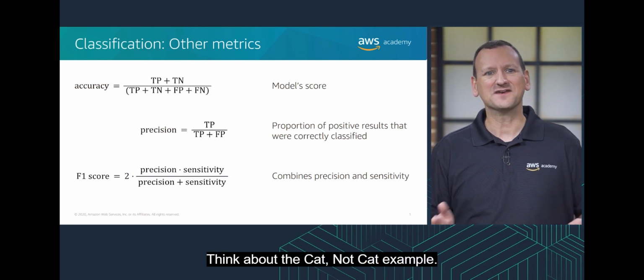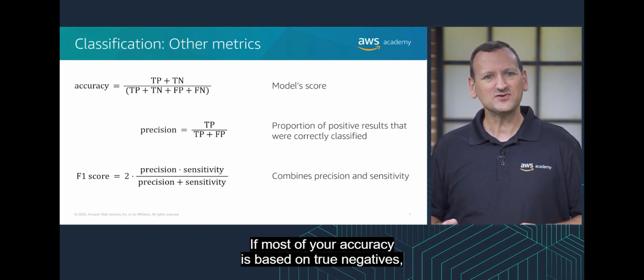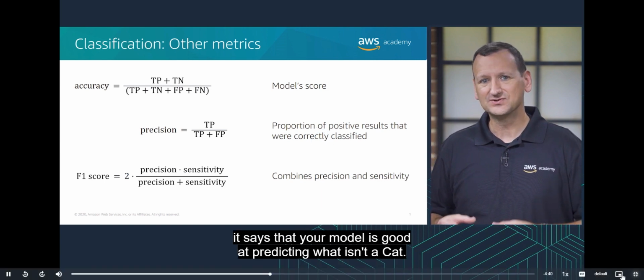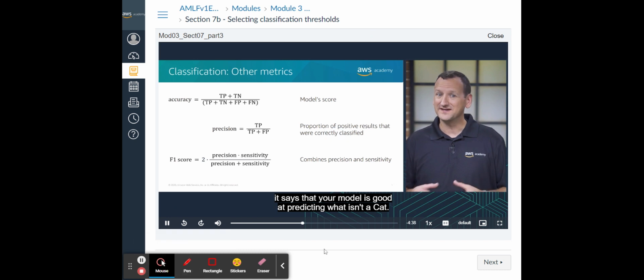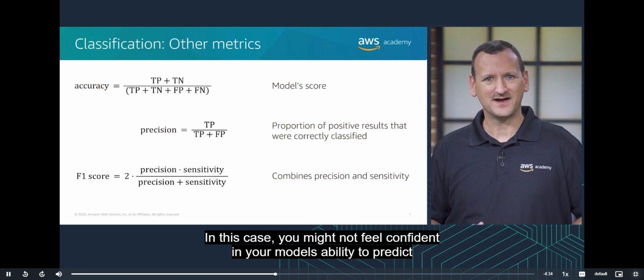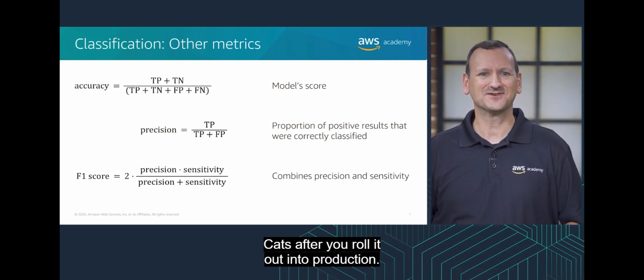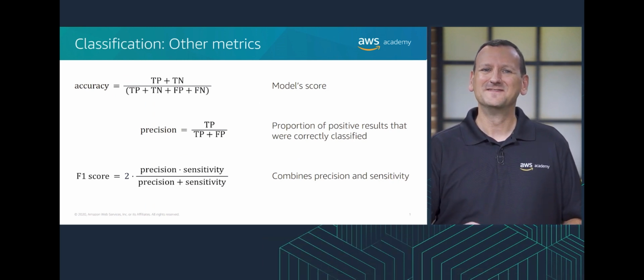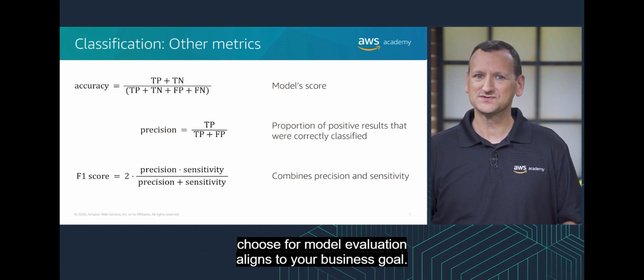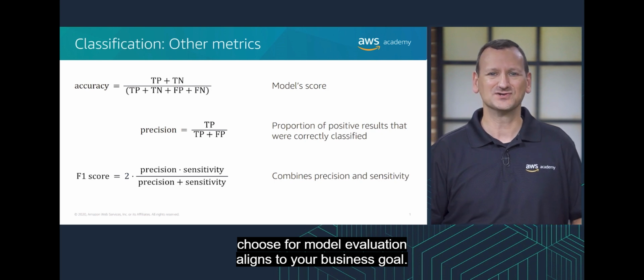Think about the cat, not cat example. If most of your accuracy is based on true negatives, it says that your model is predicting what isn't a cat. In this case, you might not feel confident in your model's ability to predict cats after you roll it out into production. This leads to an example of why it's important to make sure that the metric you choose for model evaluation aligns to your business goal.